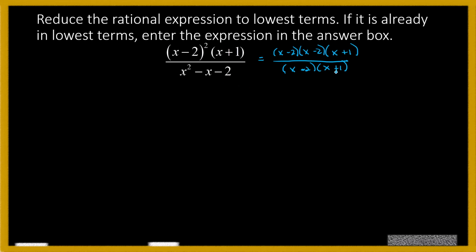So now everything's factored. I take a look and see, okay, this x plus 1 reduces with that one. This x minus 2 reduces with that one. I know I can only reduce something over itself to get 1, so I can't reduce both these x minus 2's. So everything else is reduced to 1, and all I'm left with is x minus 2.